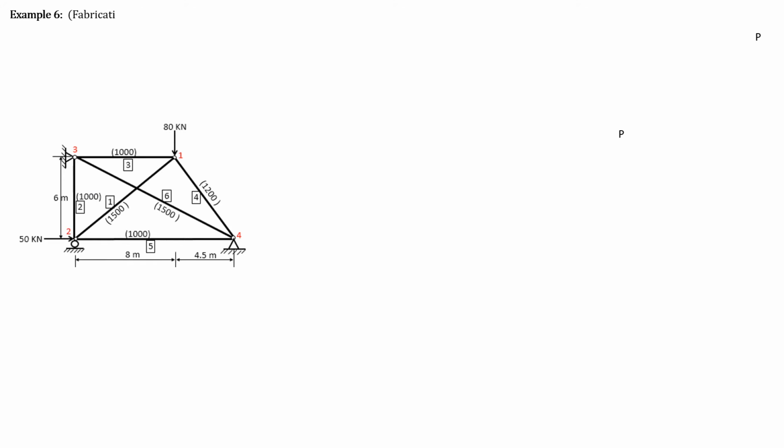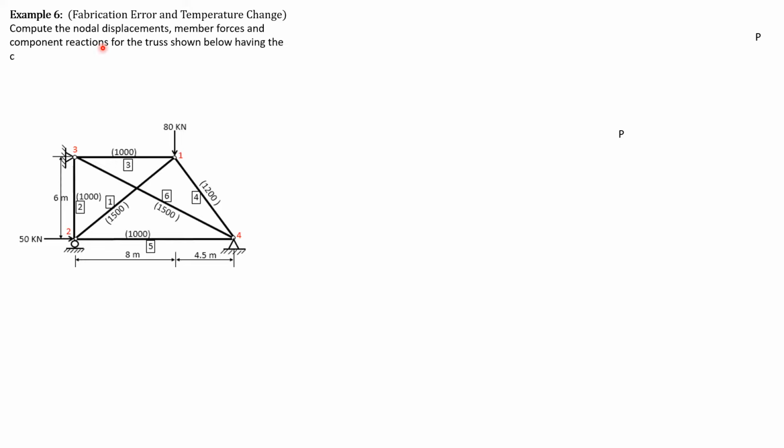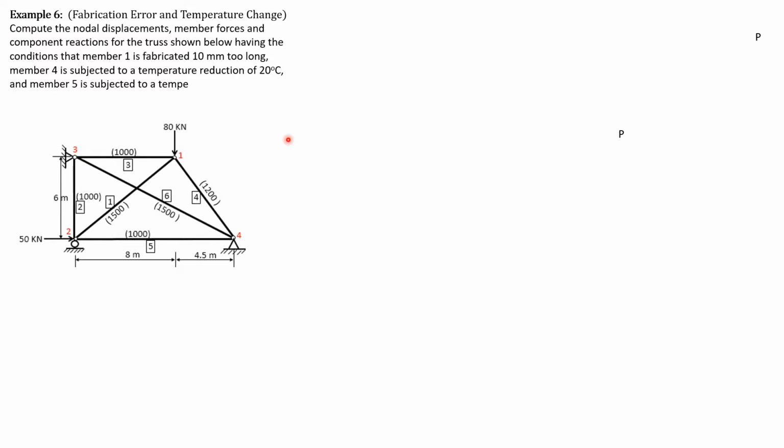Then this is our last example. Let's have here fabrication error and temperature change. So let's combine it here so that we'll only have one example. But in some cases, we only compute displacements due to fabrication error and separate temperature change. So here I combine the two, but I explain it well here in more details.